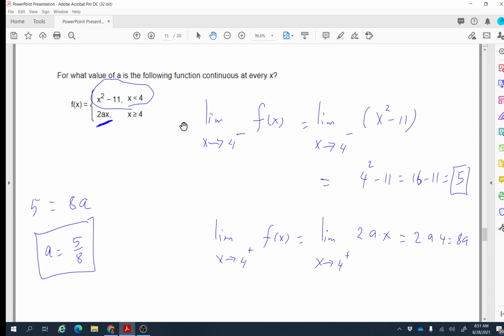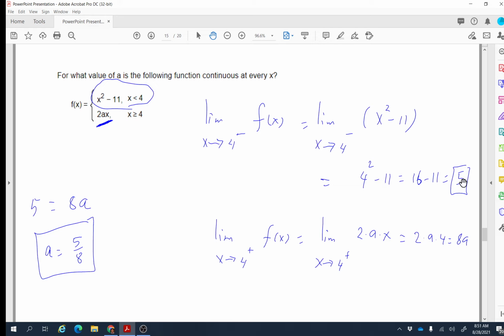So when a is 5 over 8, this part would be 2 times 5 over 8, which is 5x over 4. Okay, 8a equals 5, a equals 5 over 8. So when x is 4, which is 16 minus 11, is 5.